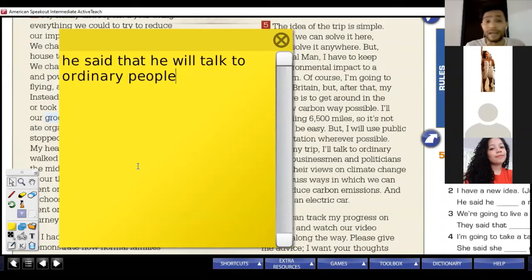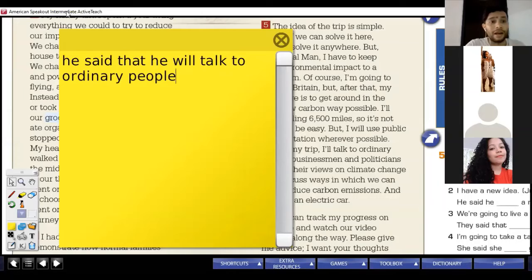Like in this case, I was asking you what solutions he was looking for, and then you say something like, well, he said that he will talk to ordinary people, right? So you're just repeating the information that he gave. The information he gave happened or was expressed sometime in the past. When you repeat the information, it's not the present. It's not the same tense anymore.